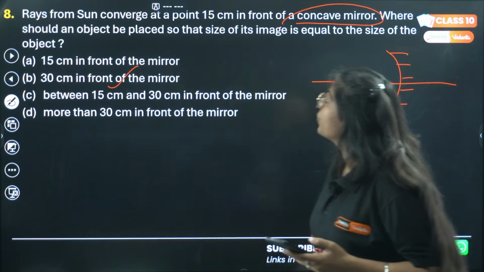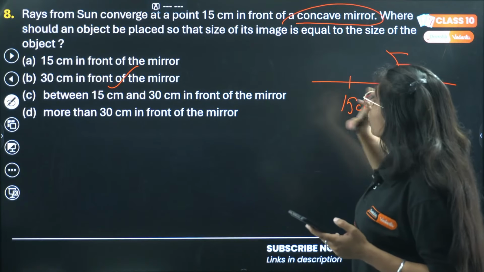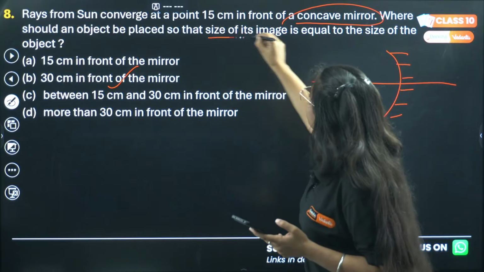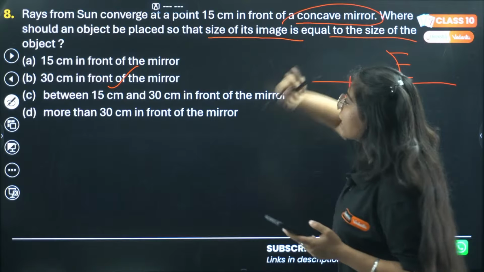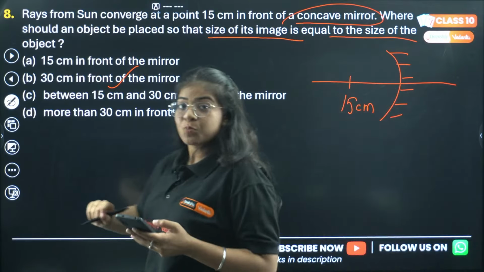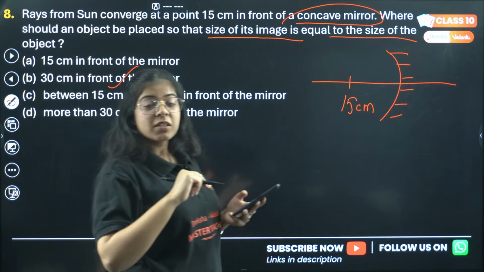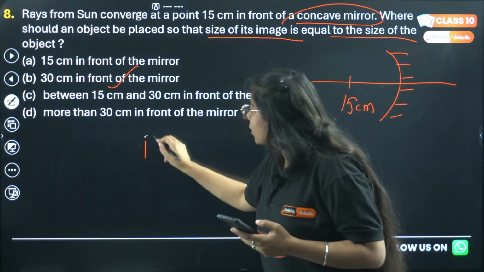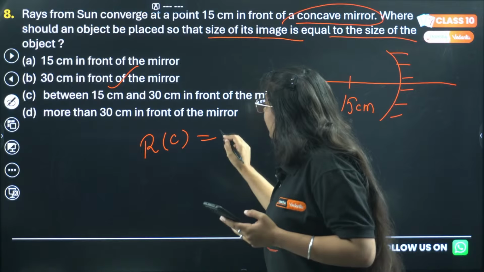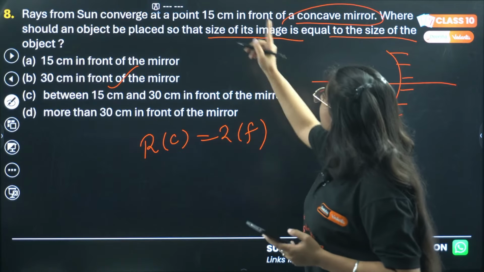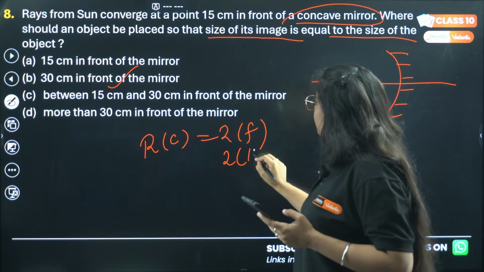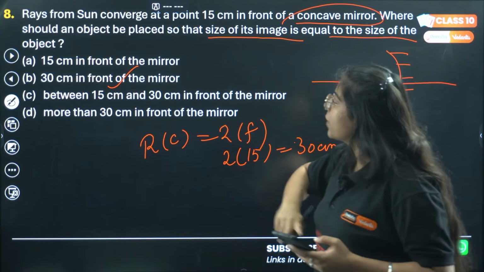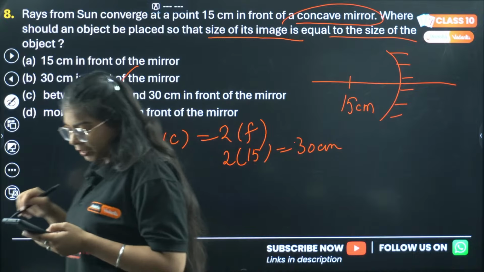Rohit is correct. Now the size of the image. The main thing they've asked in this question is that the size of its image should be equal to the size of the object, and at which point the size of image and size of object are same, that is at the center of curvature. Now we know center of curvature is 2 times the focal length, and focal length is 15 centimeter. So 2 into 15 will be 30 centimeter. So the object should be placed 30 centimeter in front of the mirror.